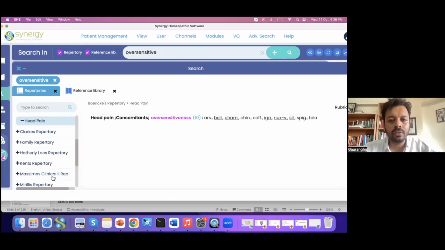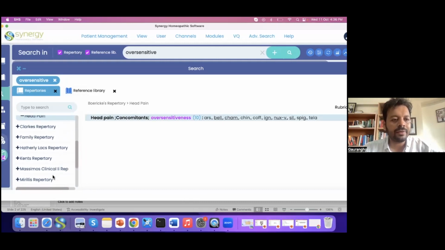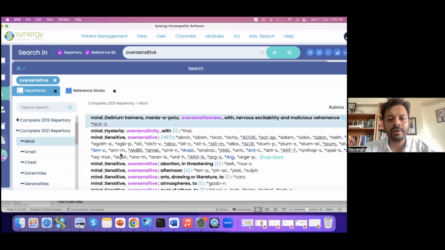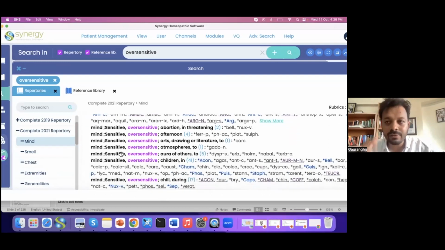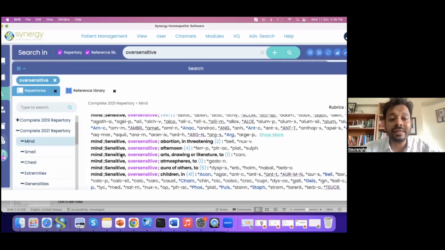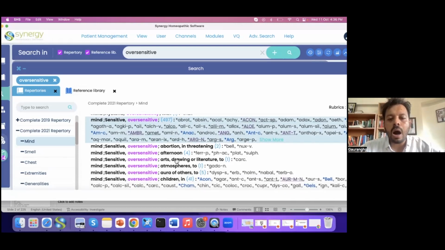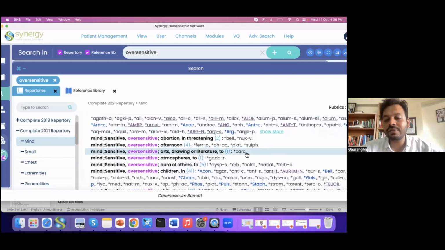Let's see if we have anything in Complete Repertory that we can all study from. And I feel that it would be interesting for me to talk to you about oversensitivity as a rubric, and especially sub rubrics of oversensitivity and how every remedy is here. Oversensitive to arts and literature, Carcinosin. Carcinosin are people who are very oversensitive to art and museums.